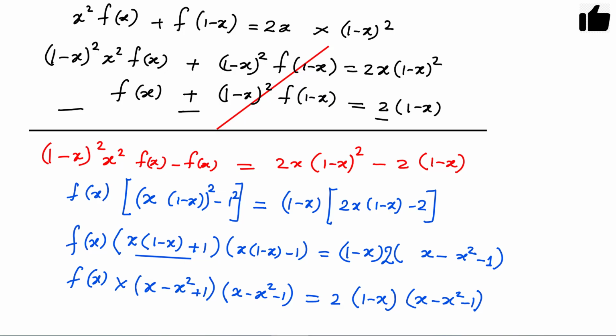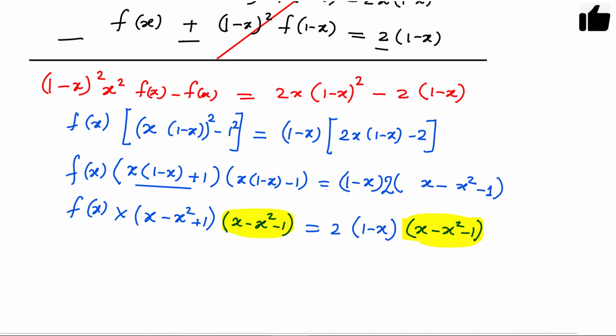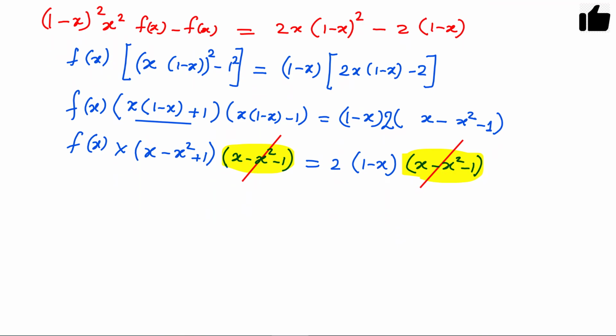Now see, this term and this term is same. If you see the left hand side and right hand side, this term is same. I can cancel these two terms provided that this is not equal to 0. So let us cancel this and prove that this is not 0 indeed. So let us first prove that this term is not equal to 0.